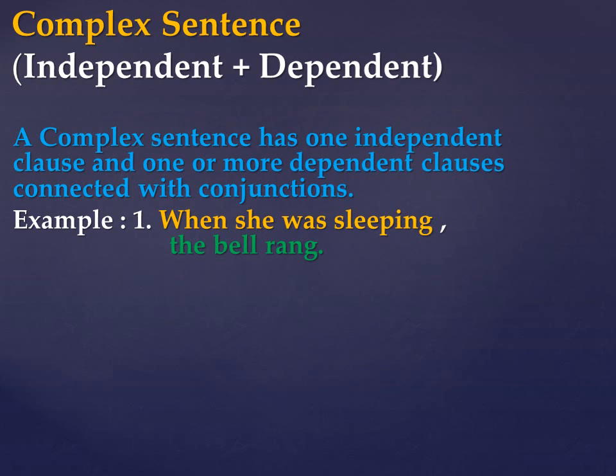Example: when she was sleeping, the bell rang. Look, when she was sleeping is the subordinate clause, because if I say যখন সে ঘুমাচ্ছিল, it's not complete in meaning. The bell rang is the principal clause, because if I say the bell rang, ঘন্টা বেজেছিল, it's a complete sense. That's why the yellow part is the subordinate clause and the green part is the principal clause, and both clauses make a complex sentence.